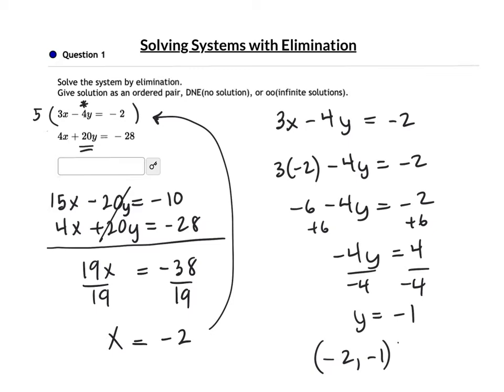Our solution is an ordered pair, alphabetical order. Make sure you use parentheses for an ordered pair. Put a comma between your numbers.